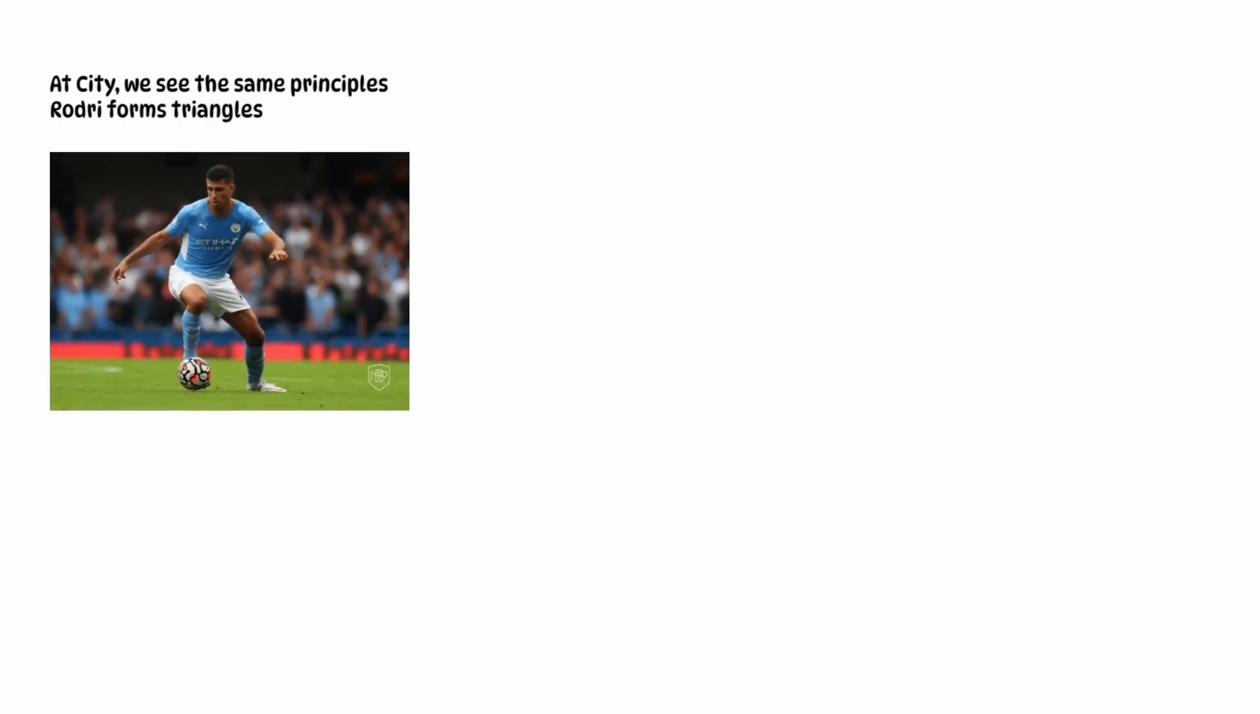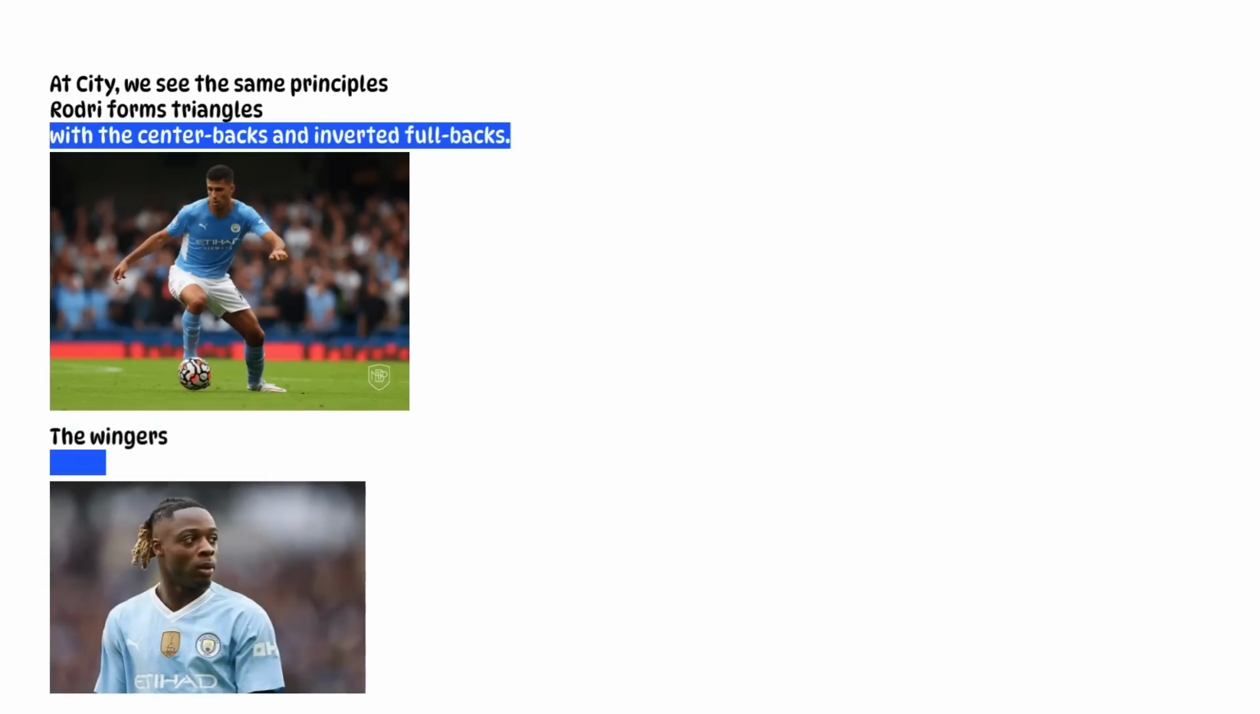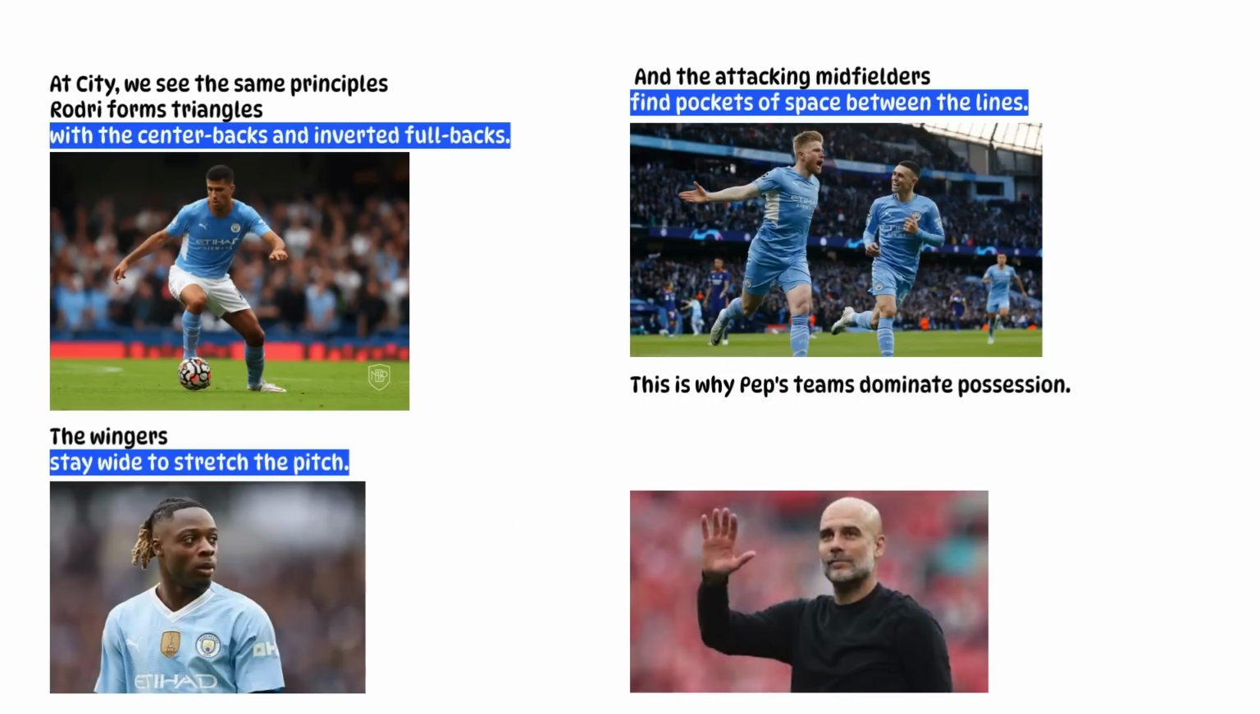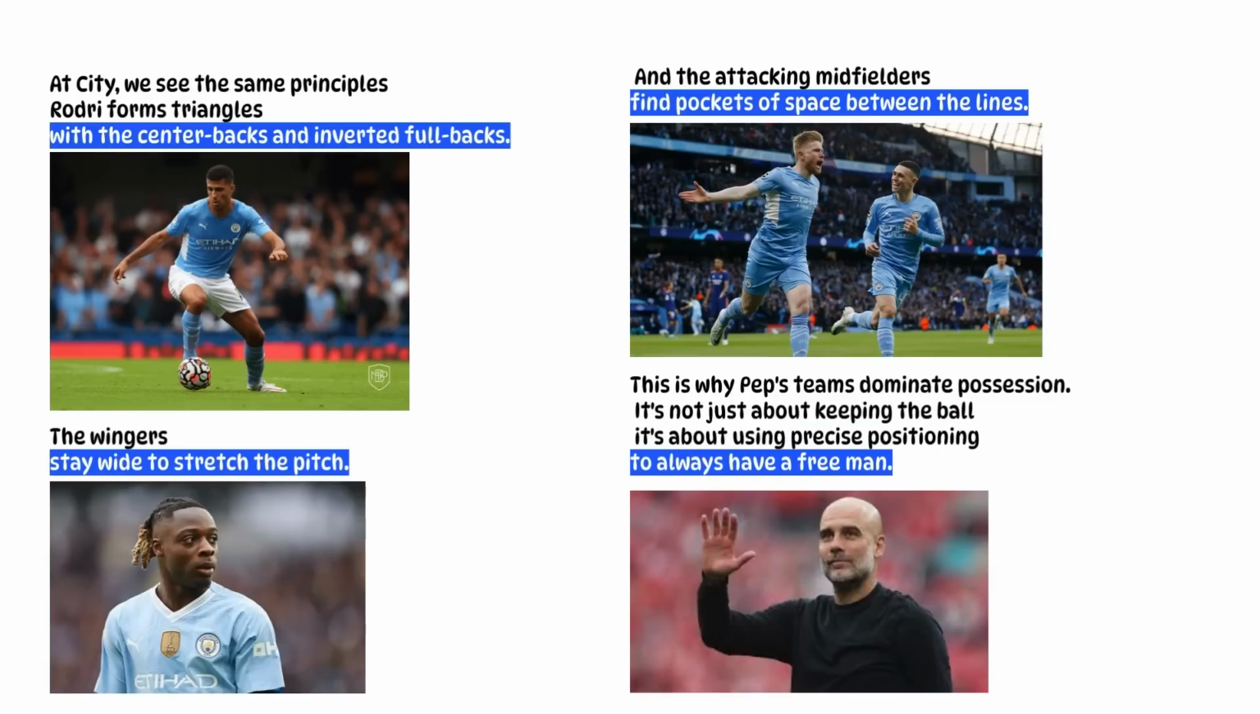At City, we see the same principles. Rodri forms triangles with the centre-backs and inverted fullbacks. The wingers stay wide to stretch the pitch, and the attacking midfielders find pockets of space between the lines. This is why Pep's teams dominate possession. It's not just about keeping the ball, it's about using precise positioning to always have a free man.